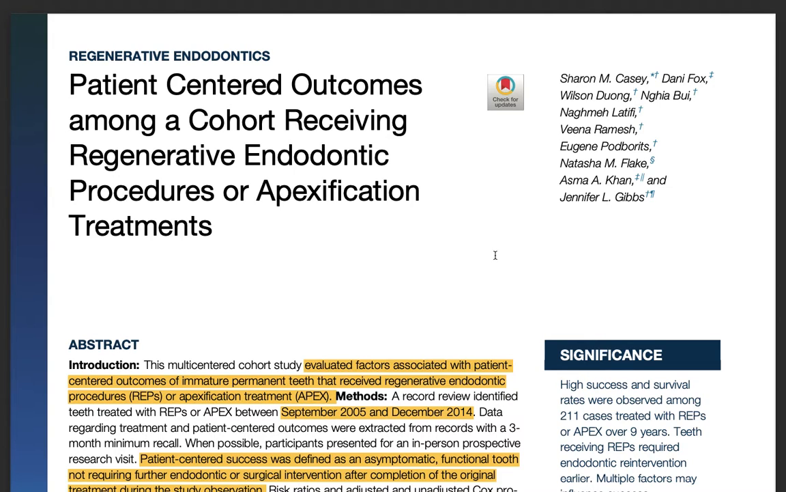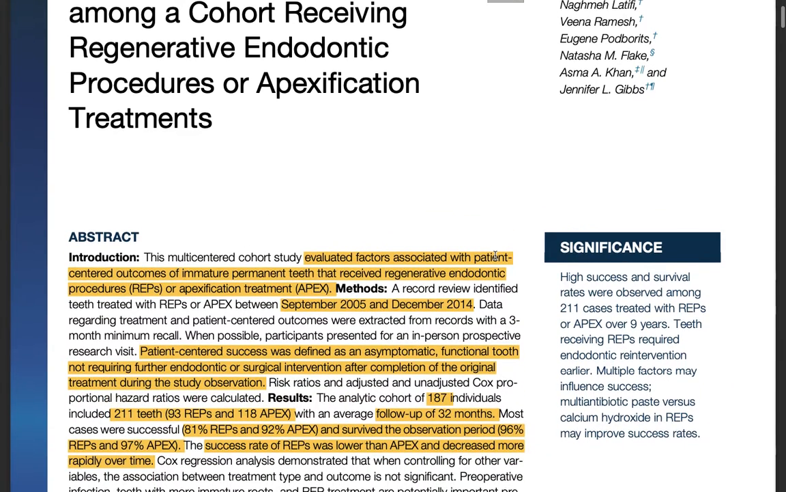And good afternoon, everyone. My pleasure to podcast this study with you in the field of regenerative endodontics, titled Patient-Centered Outcomes Among a Cohort Receiving Regenerative Endodontic Procedures or Apexification. This is a retrospective cohort study done in multiple centers to compare the two treatment modalities done for immature teeth with necrotic pulp. Several studies have been done previously, and they found that regenerative endodontic procedure had a slightly lower success rate in comparison with apexification.